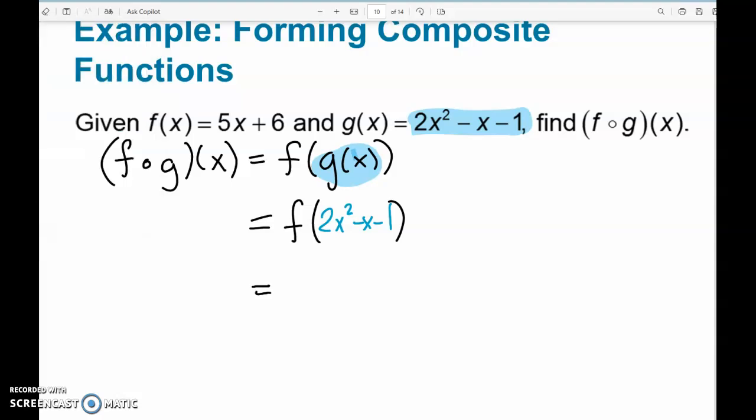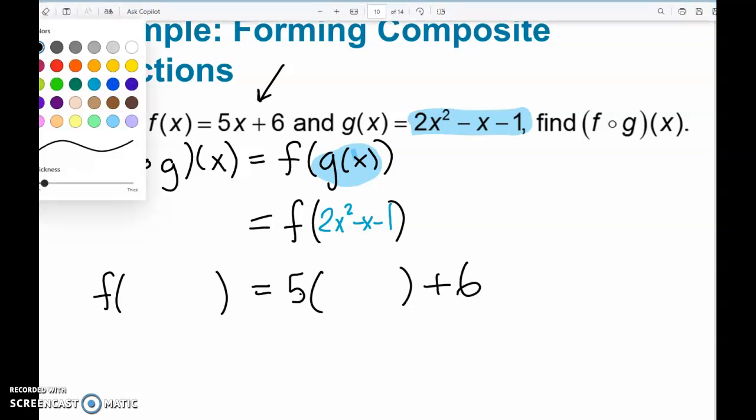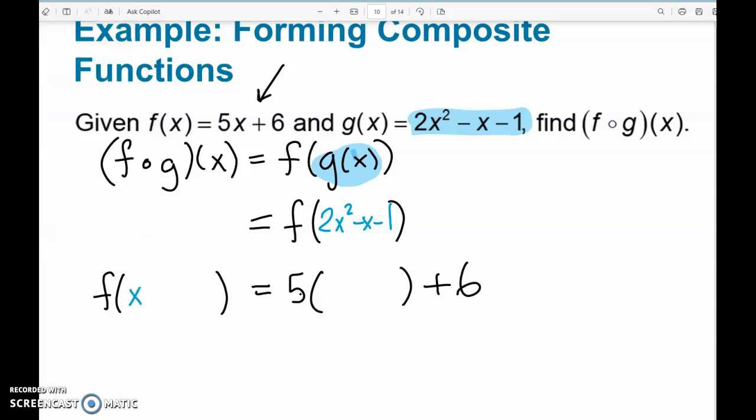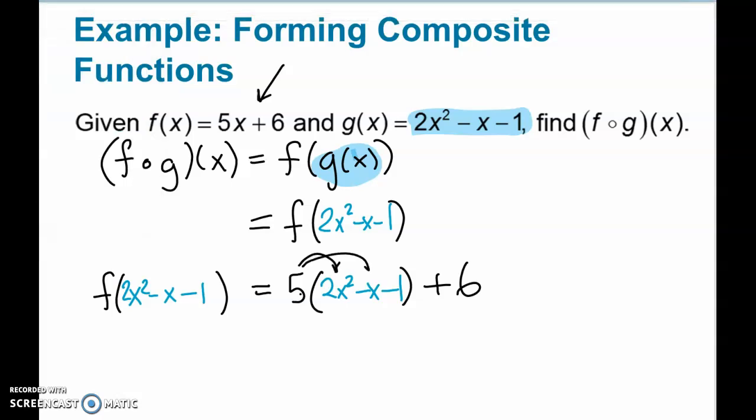So what is function f? Function f is here. You take 5 times the input and then add 6. But now our input is function g, so that is what's going to go in my blank spot. And then it's just a matter of simplifying. The 5, because it's in front of this expression, gets multiplied by every term in the expression. So I have 10x squared minus 5x minus 5 plus 6.